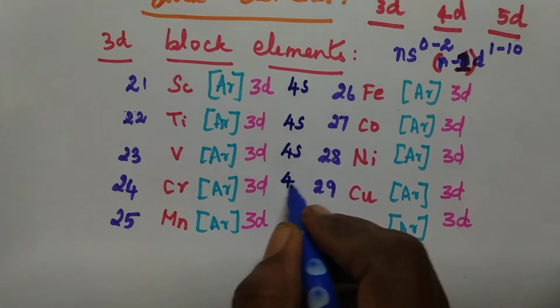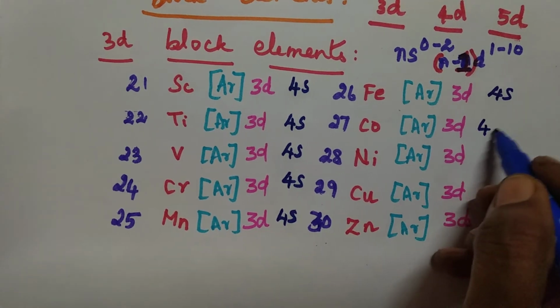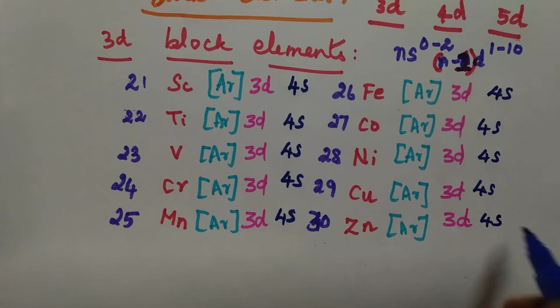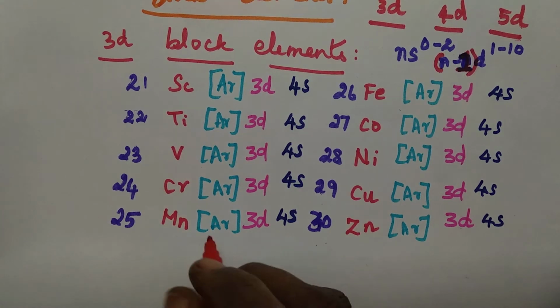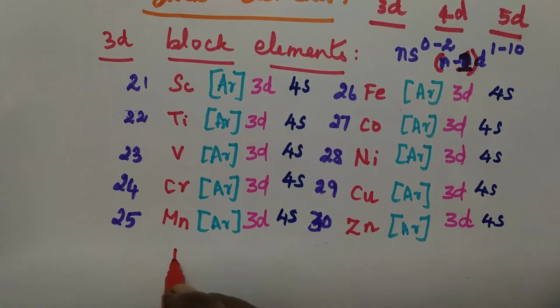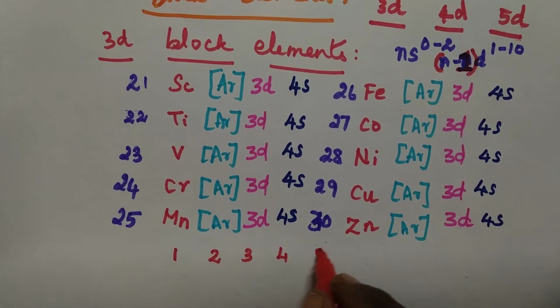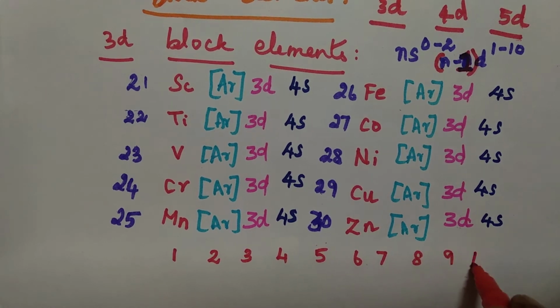Now, how to fill these subshells? I have written down all the numbers one after the other. For that you can use one small trick. There are 10 elements, so write it down as 1, 2, 3, 4, 5, 6, 7, 8, 9, 10.